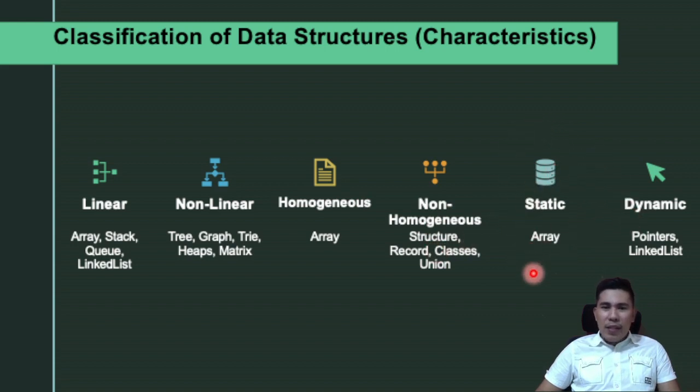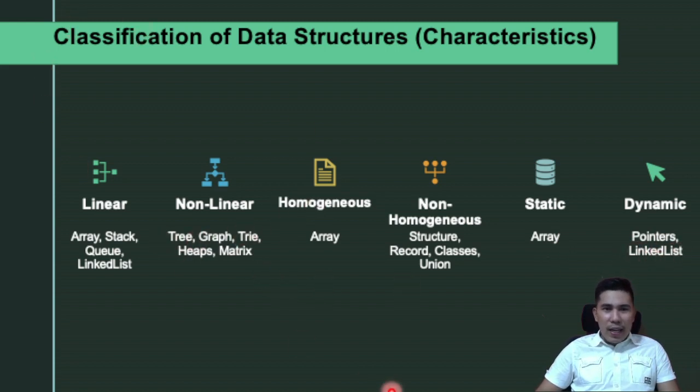Now, another one is static. Static data structures are those whose size is fixed, and it cannot grow or shrink its size. So again, it's fixed. The best example of that is an array. And then the last is dynamic structure. When we say dynamic structure, this is a data structure that can grow and shrink its size during execution, like pointers in C++ and linked list in Java, right?